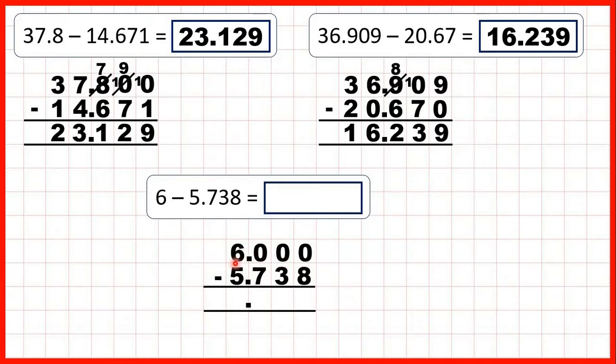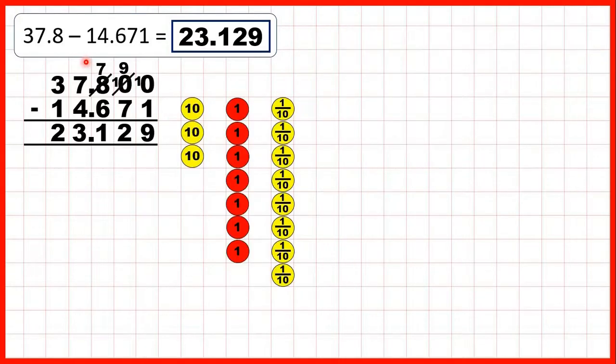So we need to go all the way over to the ones column and exchange one of those ones for 10 tenths, then exchange one of those tenths for 10 hundredths, and finally exchange one of those hundredths for 10 thousandths. So now 10 minus 8 is 2, 9 minus 3 is 6, 9 minus 7 is 2, and 5 minus 5 is 0. That gives us 0.262.